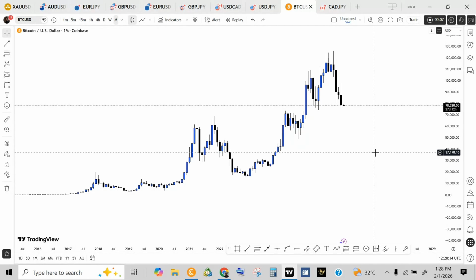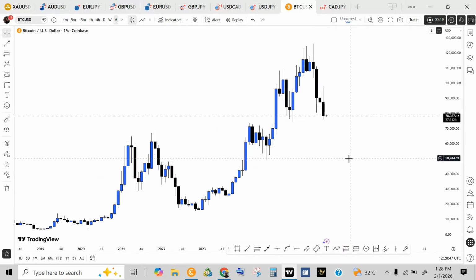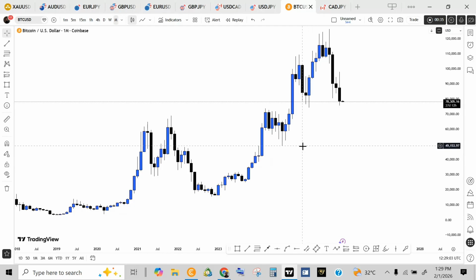How to do top-down analysis like a pro. We're using Bitcoin USD as a key study. If you don't know how to do top-down analysis, trust me, you are going to have a lot of losses in the market because you don't know exactly what is happening in the bigger picture. So it's going to be a problem for you to time good entries.